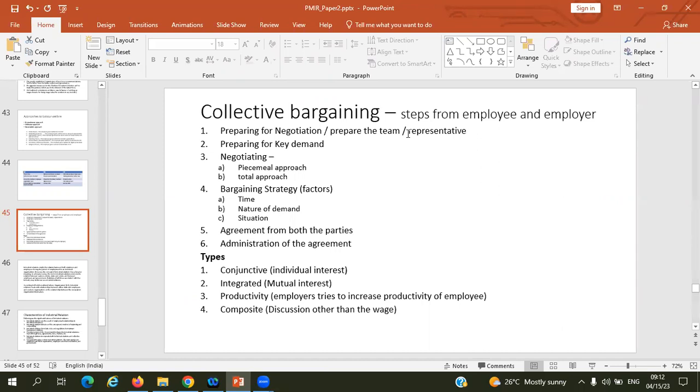So the name is telling bargaining. That means some discussion. Any discussion happening between the worker and the owner is bargaining, collective bargaining. Suppose you are working in one organization, you have some problem. You will talk to your owner. Your owner will listen or may not listen.